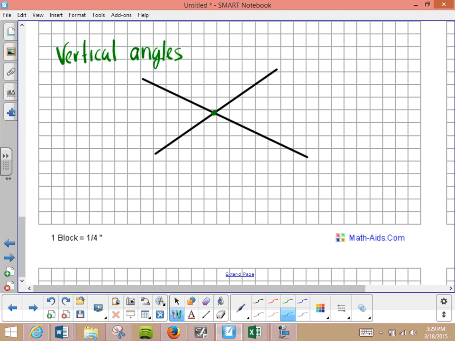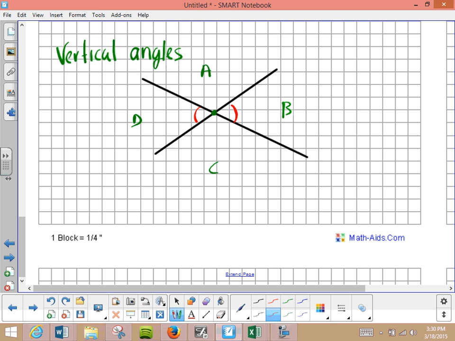By looking at this, I'm going to name them A, B, C, D. By looking at that, which angles are vertical? Angles D and B. Why are these angles vertical? Yeah, they are exactly the same, they're equal, the same degree. They're congruent, but they're also on opposite sides, and they share the same vertex.